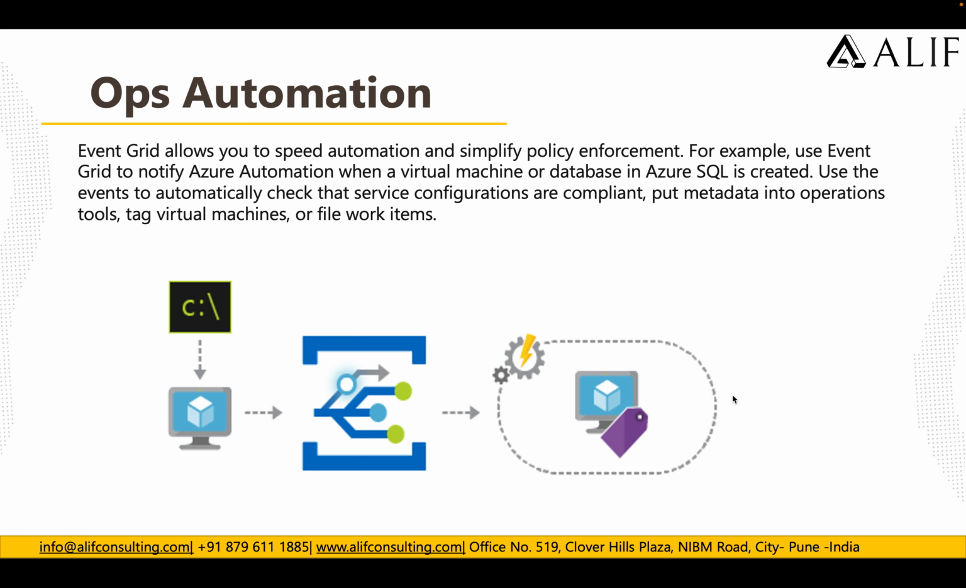The second option we have is ops automation. Event grid allows you to speed up automation and simplify policy enforcement. For example, use event grid to notify Azure Automation when a virtual machine or database in Azure is created. Use the event to automatically check that the service configurations are compliant, put the metadata into the operations tool, tag the virtual machine, or file a work item. So these kinds of things you can do.